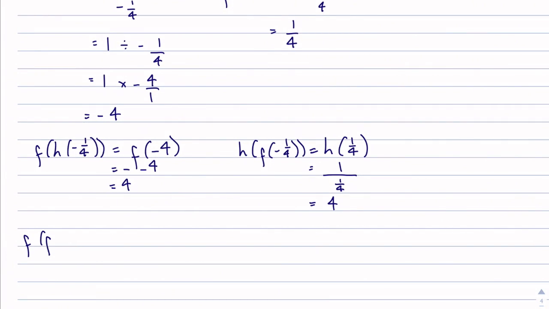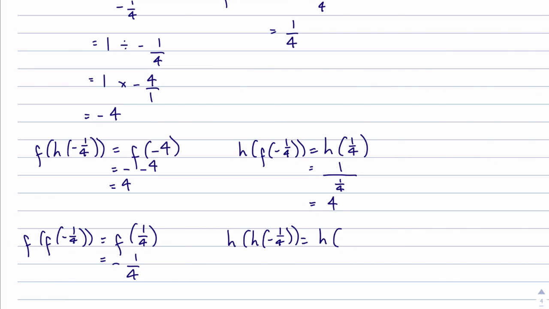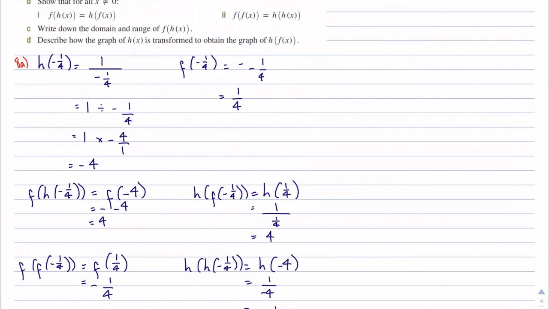F of f of negative 1/4 equals f of 1/4, which equals negative 1/4. H of h of negative 1/4 equals, well, h of negative 1/4 was negative 4, which means I've got 1 on negative 4, which means I've got negative 1/4. Okay, that was all very weird.